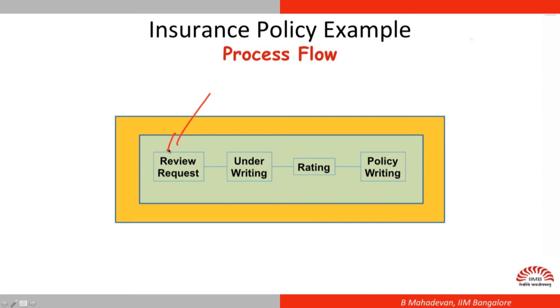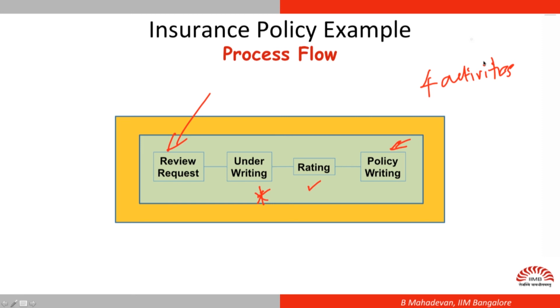The first activity is to review the request. When an insurance policy proposal comes, somebody has to review it. Then there is a process called underwriting, which is done in all insurance firms. Somebody has to rate this in terms of risk profile, and therefore decide what insurance premium we need to quote. Once all these are done, finally the policy is written, and if it is acceptable to the customer, the policy is handed down.